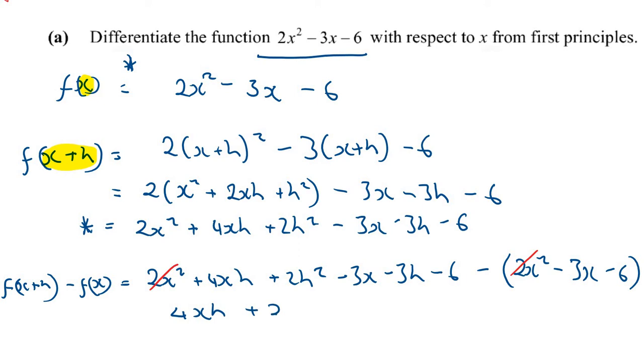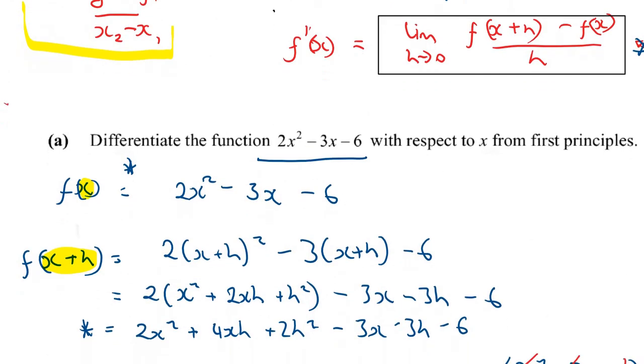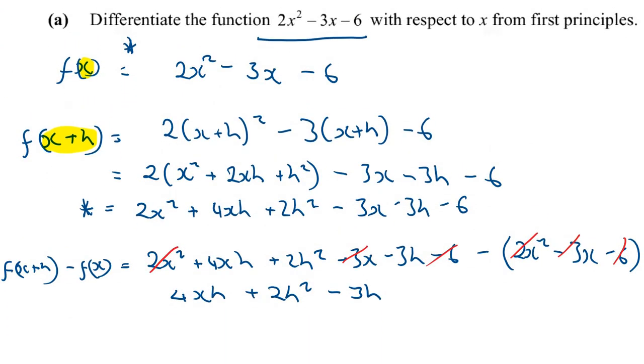plus 2h squared. You've got minus 3x minus minus 3x, which is plus 3x, so they cancel out. You've then got minus 3h, and you've got minus 6 minus minus 6, so that goes. So what happens is the original function just cancels out. So we're just left with 4xh plus 2h squared minus 3h. Then if we quickly look at what we're asked to do next, we have to divide all of that by h.